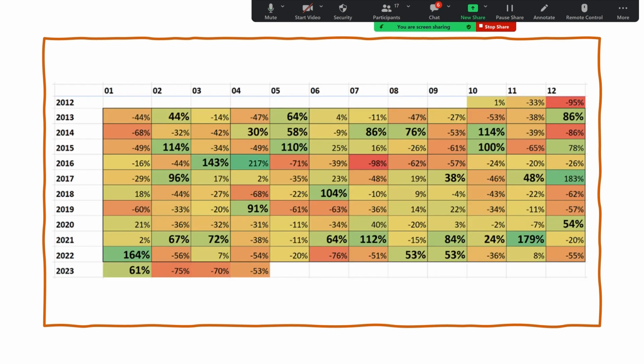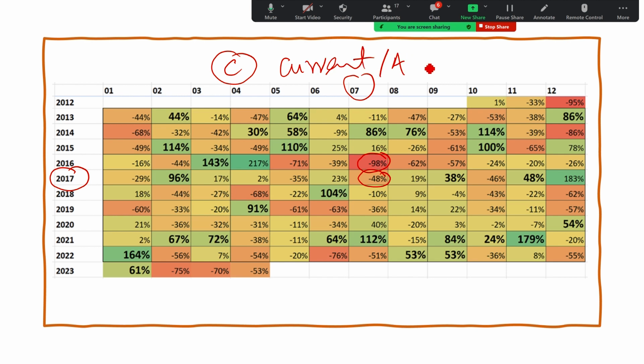And if you now go to 2017 and you go to this July, it says this July is down by 48%, and in 2016 the $32 in sales were down almost 98% compared to the benchmark baseline average. Does that make sense? So this is option C. This is the current month divided by the average sale historically booked for that month.